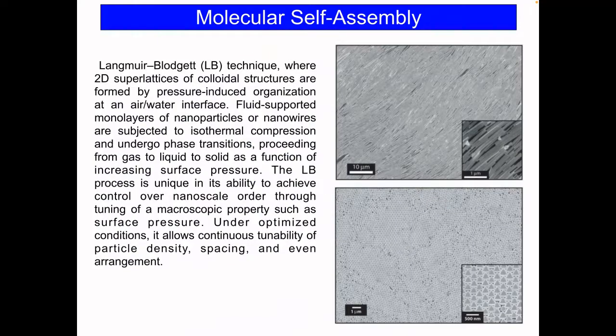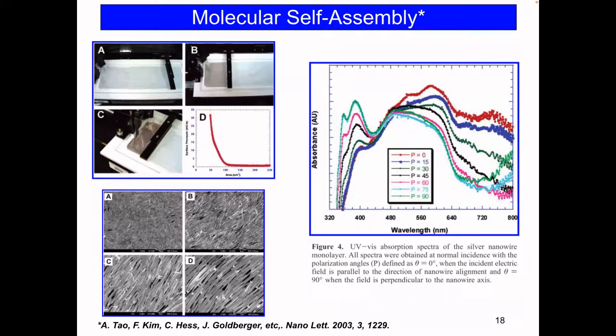Okay, so it's a very, very good technique, and you can see some examples here. You can see how they created very nice monolayers on substrates, which is extremely difficult to do. This is just one layer on the substrate, and the percent coverage is very well controlled by the Langmuir-Blodgett technique. Under optimized conditions, it allows continuous tunability of particle density, spacing, even arrangement. You can have all sorts of control by this technique.